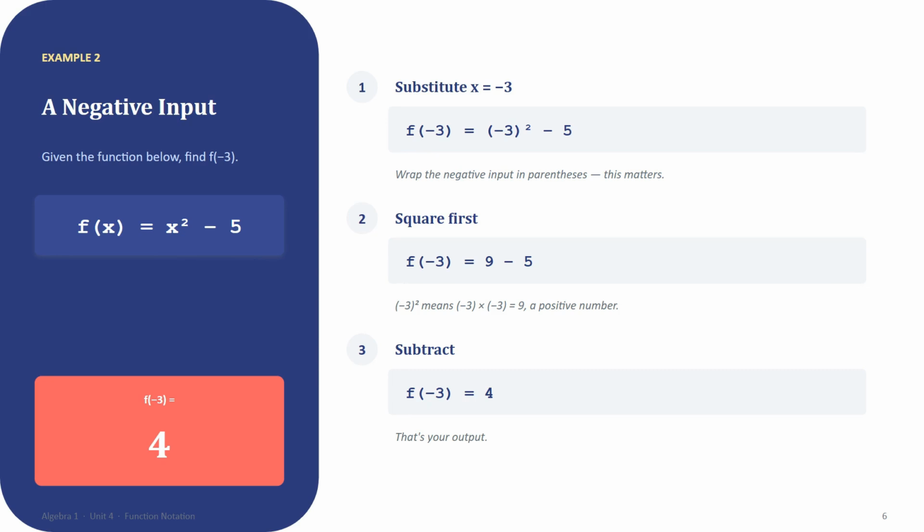The second step is to square first. f of negative 3 is 9 minus 5. Negative 3 times negative 3 is 9. This is a positive number. Then subtract: 9 minus 5 equals 4. So f of negative 3 equals 4. That is the output for this function.